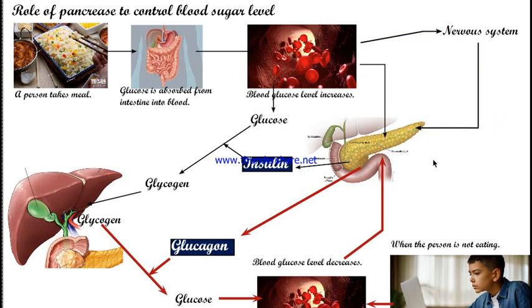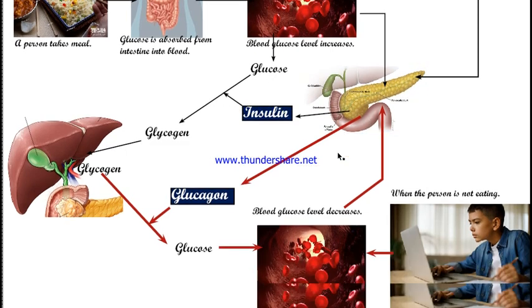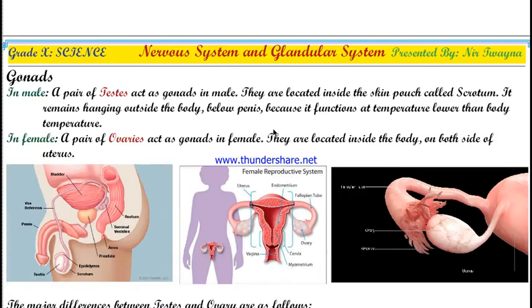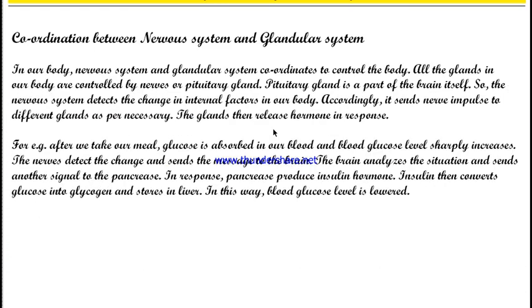If your nervous system is not functioning, then the pancreas also cannot function. The nervous system detects the changes in the internal and external environment, and based on these impulses, it produces another impulse, ordering the glands to function. That's all. Okay, let's read it. Pause the screen, take the note.